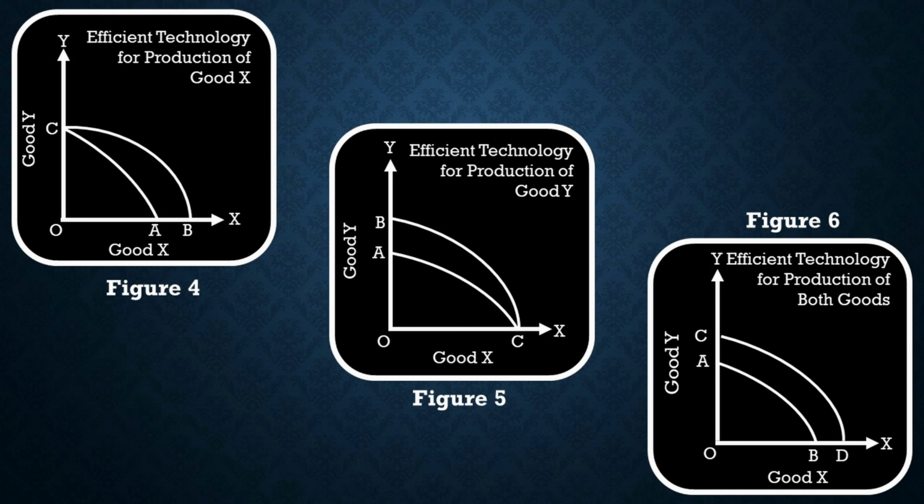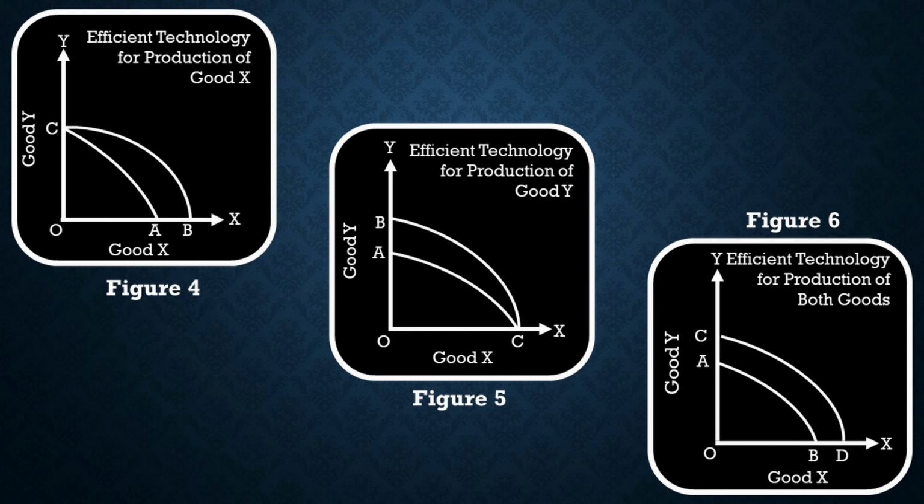Second case is shown in figure 5, which shows that PPC will rotate for good Y. This means that producer will use more technology for the production of good Y. That means PPC will rotate from AC to BC.